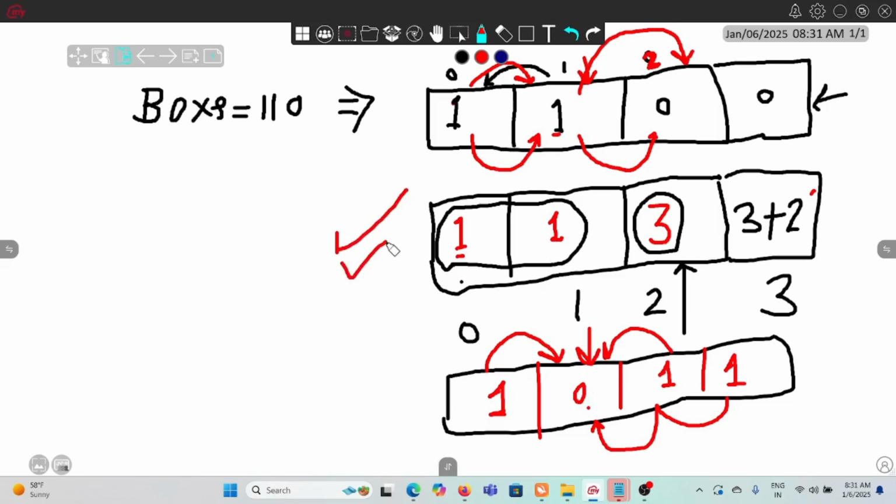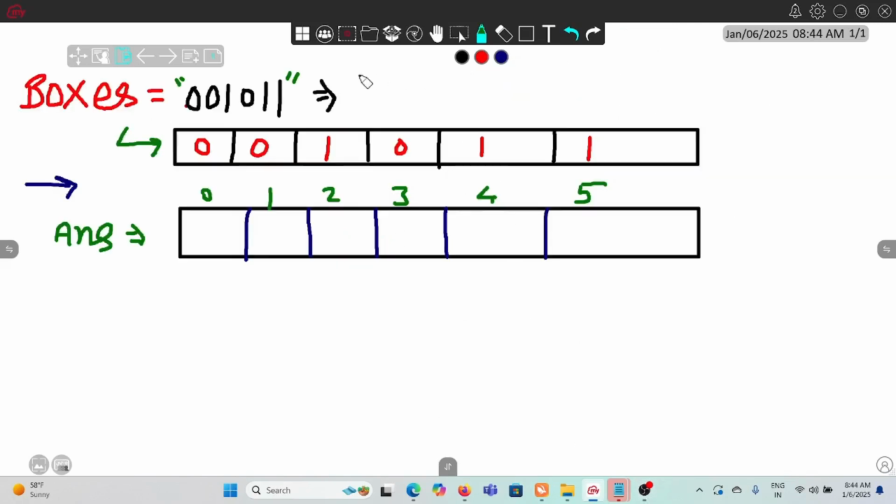Now I will take one better example to make it very crystal clear. So let me draw a better example. So guys, this time I have taken this example. Let's say this is our string boxes 001011. This is our string in the red, okay, and this is our answer array that we have to accommodate.